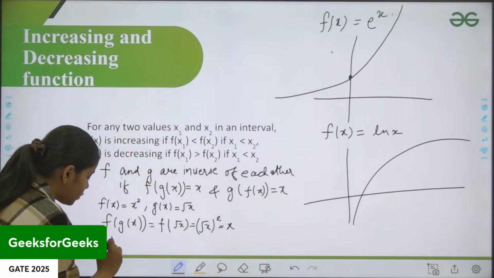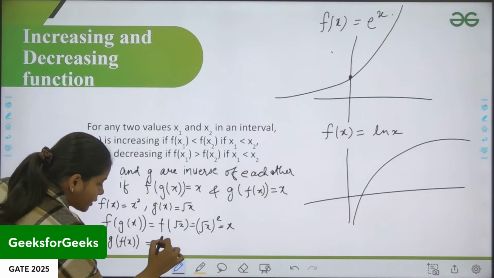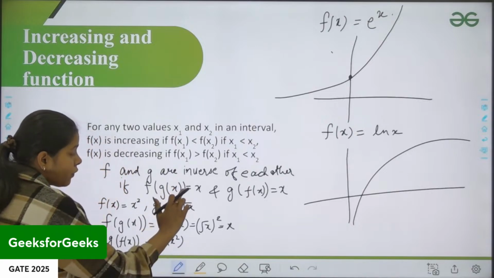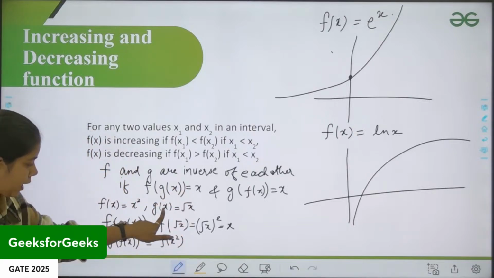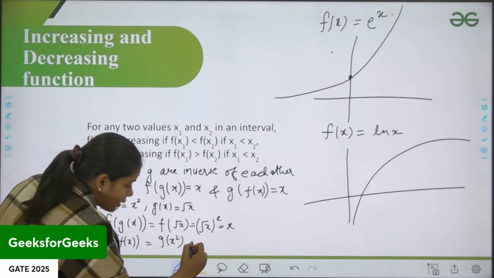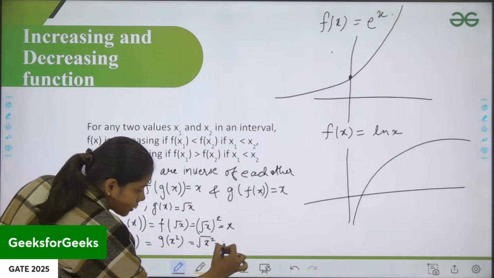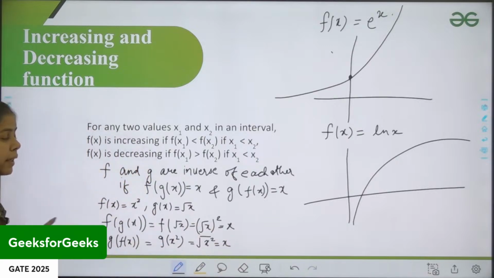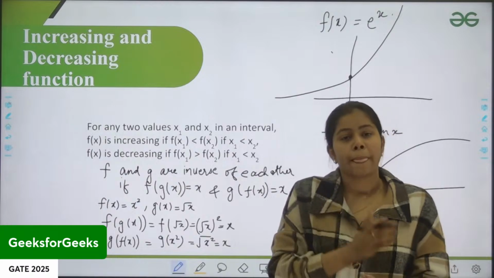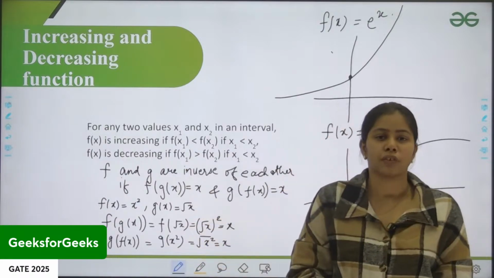Now similarly find g of f of x. g of f of x means g of x square, because g of x is square root of x. In brackets I'll take the square root of the value I have in brackets. Here I have x square, so the square root of x square gives me x. So f of g of x is equal to x and g of f of x is equal to x. That's why f and g are inverse of each other.